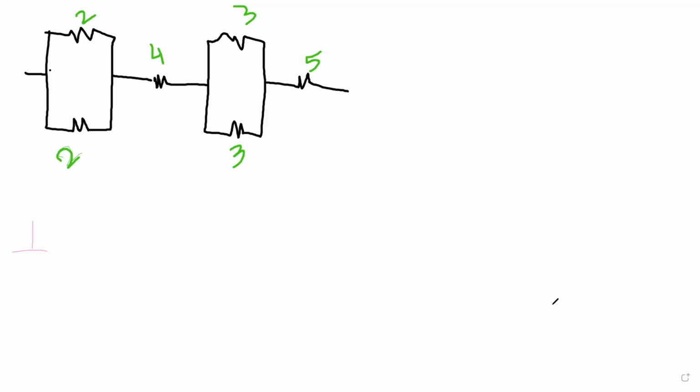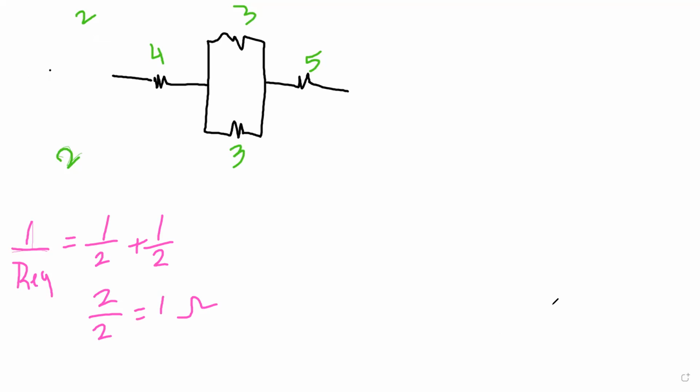1 over R equivalent will be 1 over 2 plus 1 over 2, which is 2 over 2, which means 1. So for these 2 resistors that are connected in parallel, I can replace them with 1 resistor, whose value is 1 ohm.